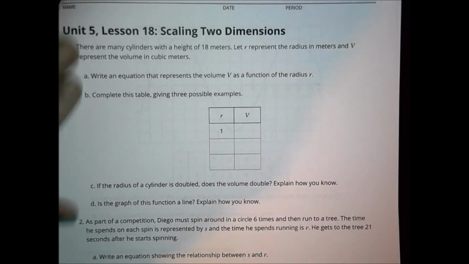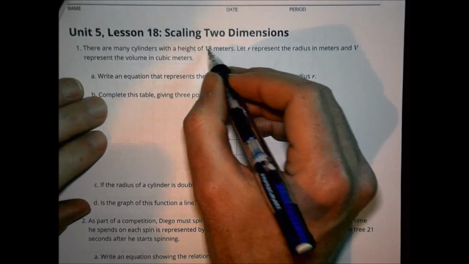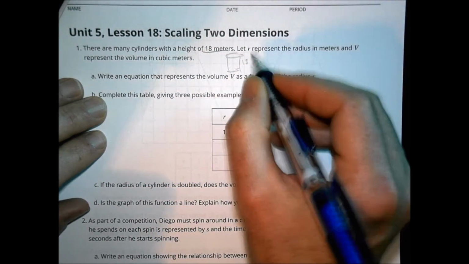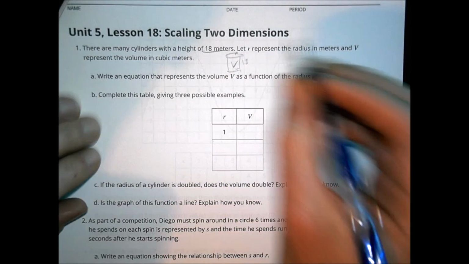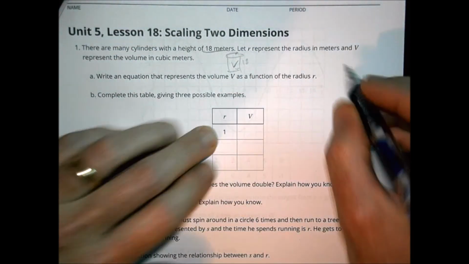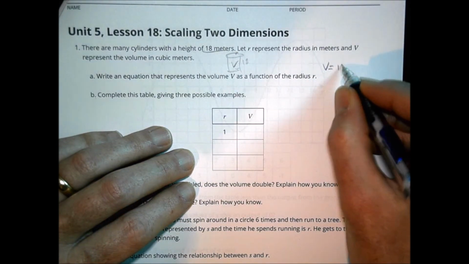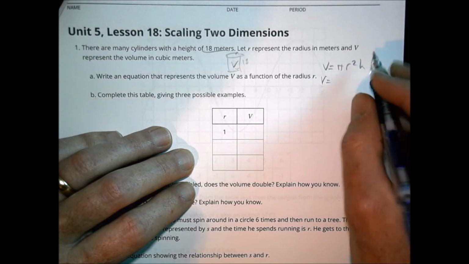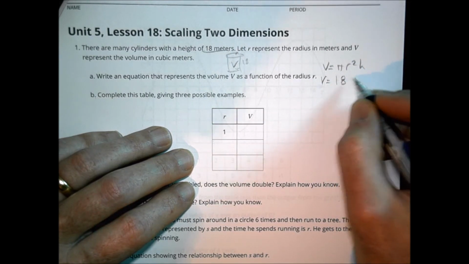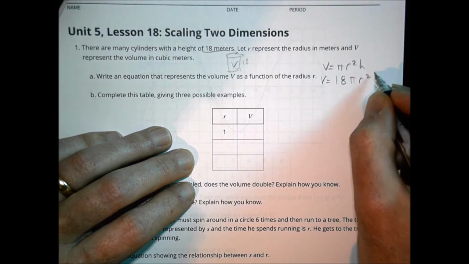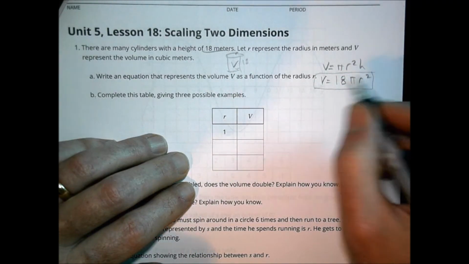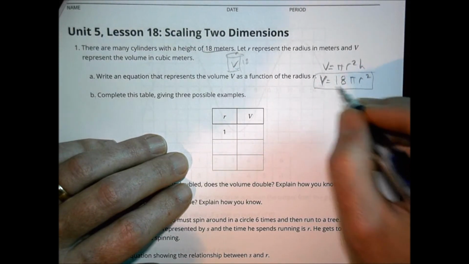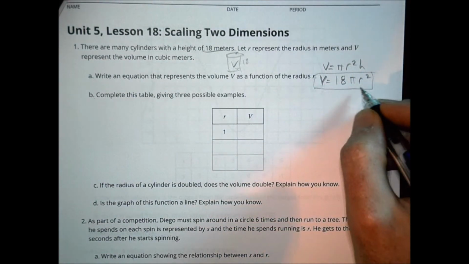All right, it says there are many cylinders with a height of 18 meters. Cylinder, 18 meters, there it is. R represents the radius and V the volume. Write an equation that represents volume as a function of R. So we know volume for a cylinder is equal to pi r squared h. Our h is 18, so we can write volume equals 18 pi r squared. So there's our equation that represents volume as a function of R, right? As a function means it's what we're setting by itself.